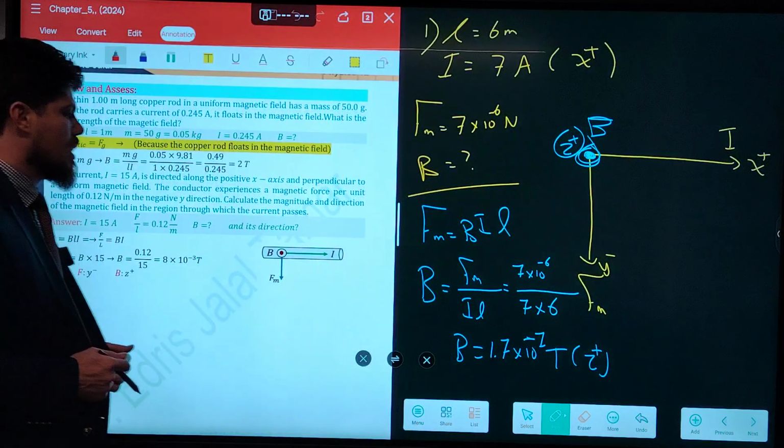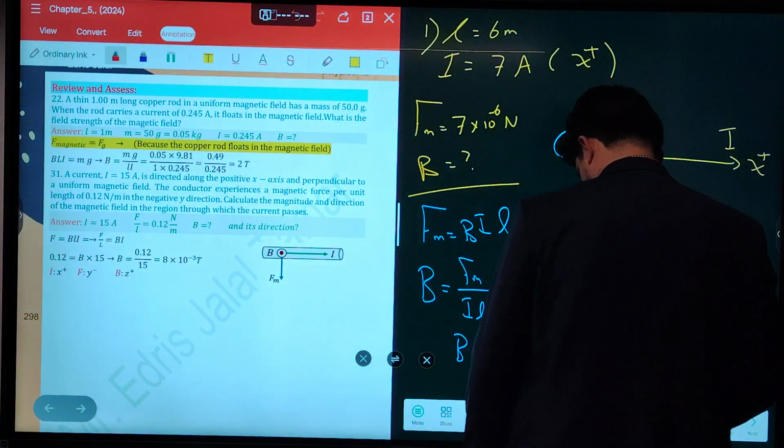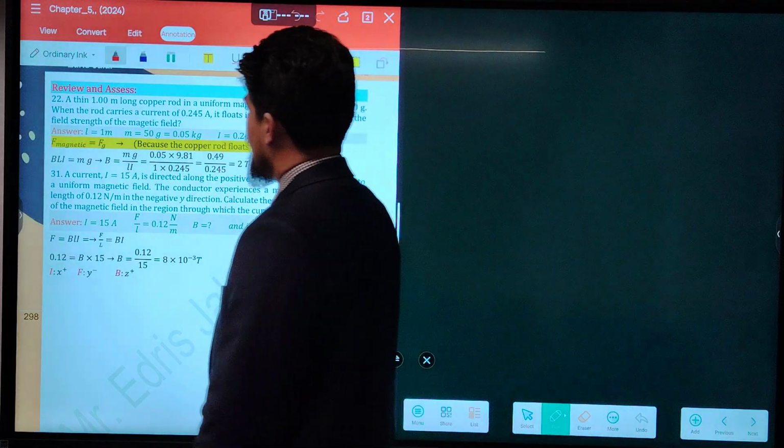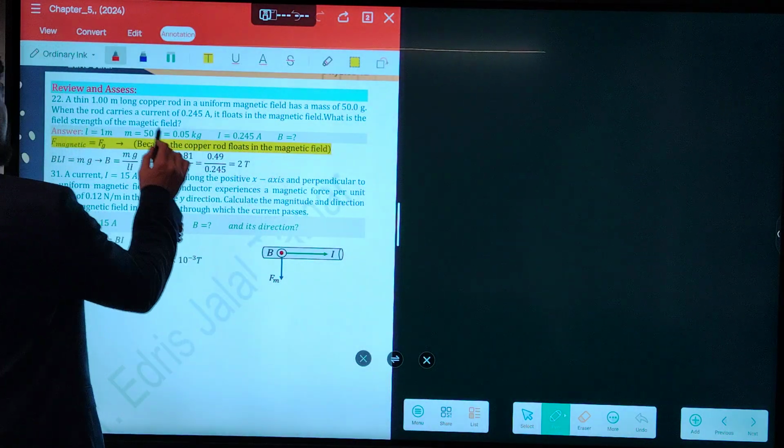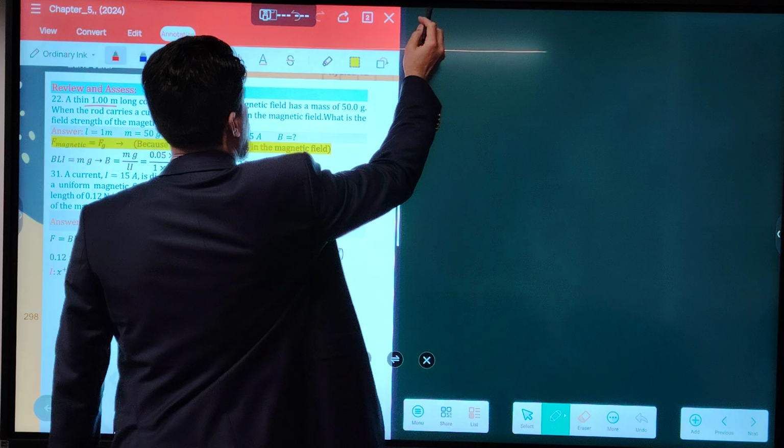Look at question 22 and question 31. We have two very good questions. A thin 1 meter long copper rod. So question 22.